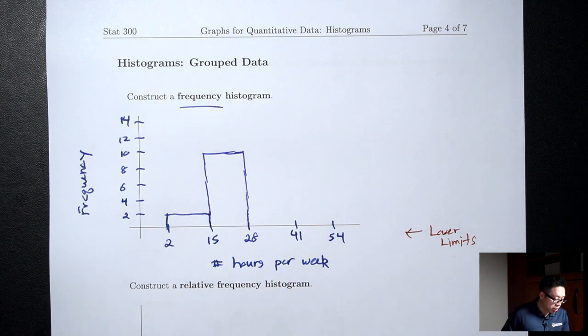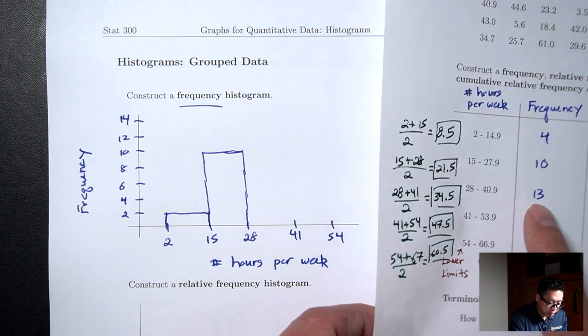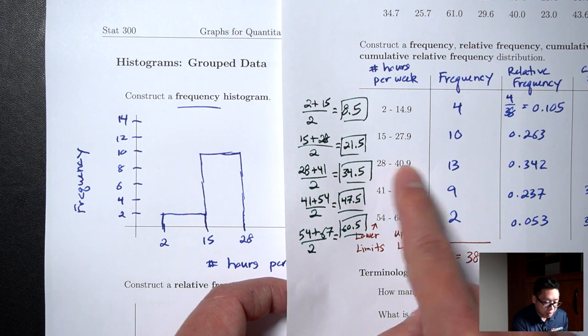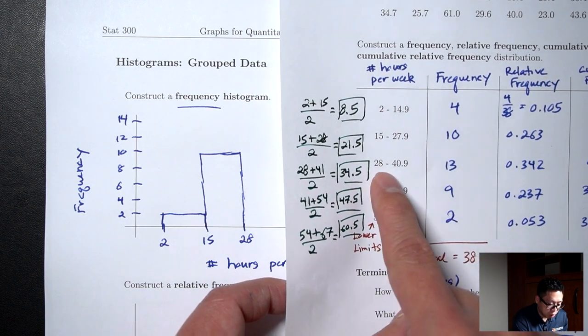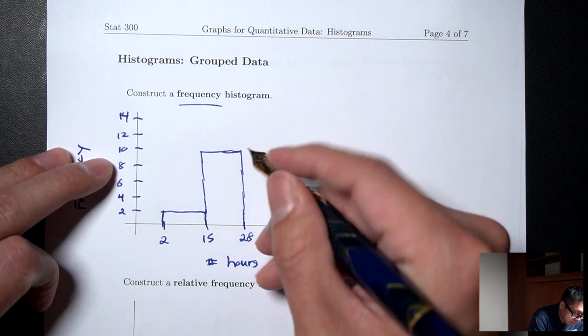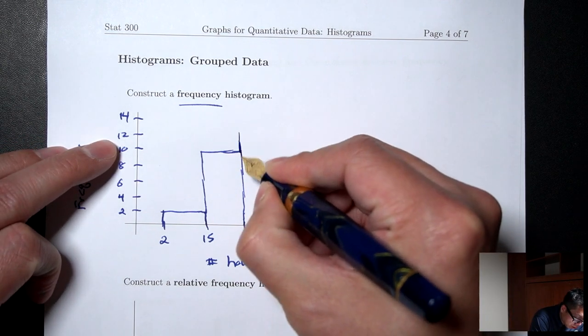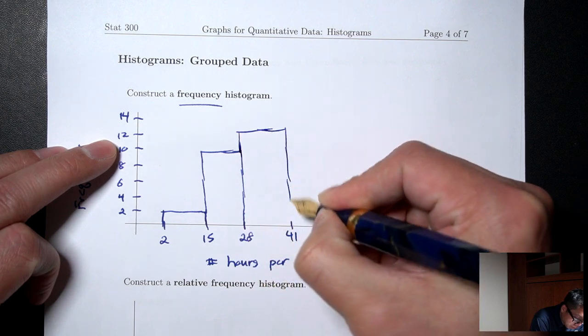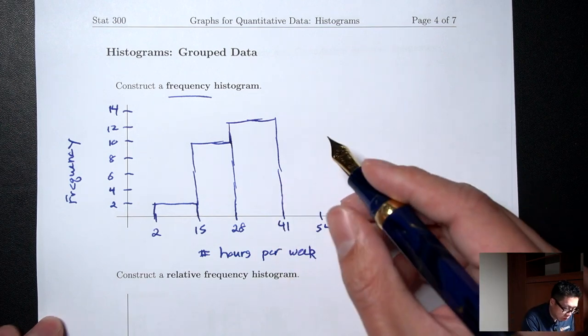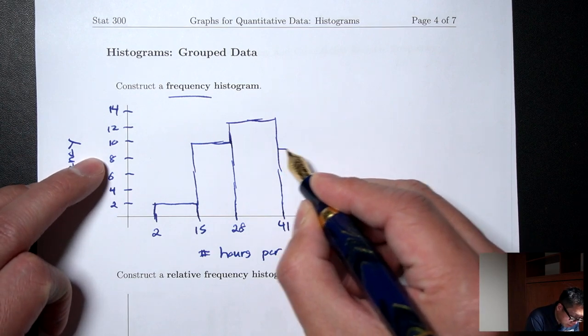All right, so let's finish up this histogram. The next one is the 13. That represents the range 28 to 40.9, but on the picture, it's going to be 28 to 41. So 28 to 41, height's supposed to be 13. Next one is 9, representing 41 to 54. 41 to 54, 9.